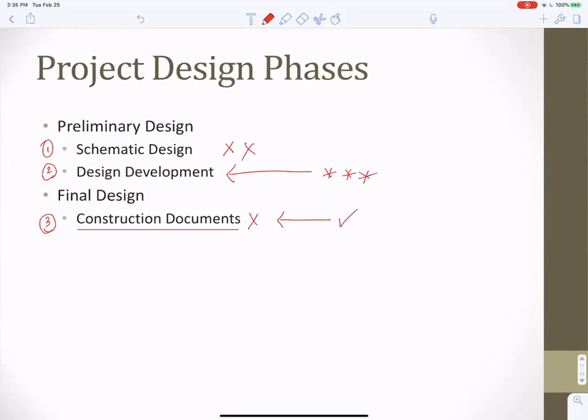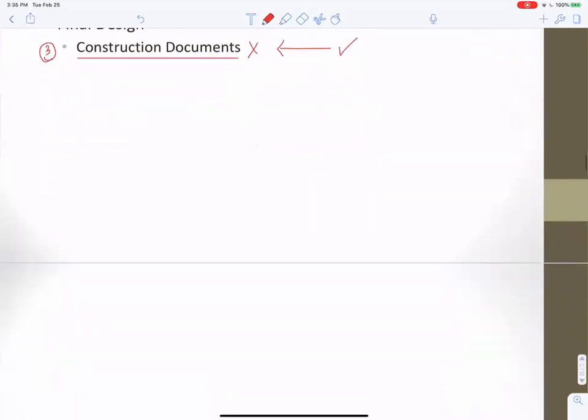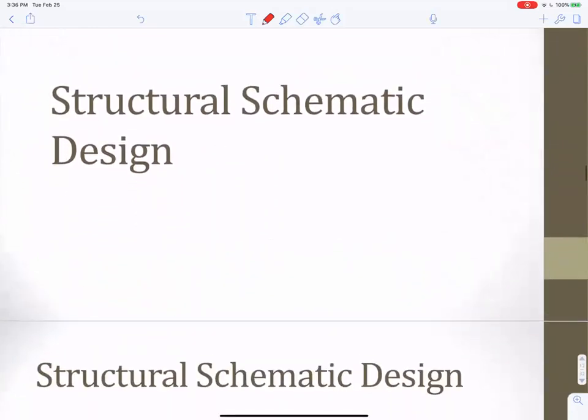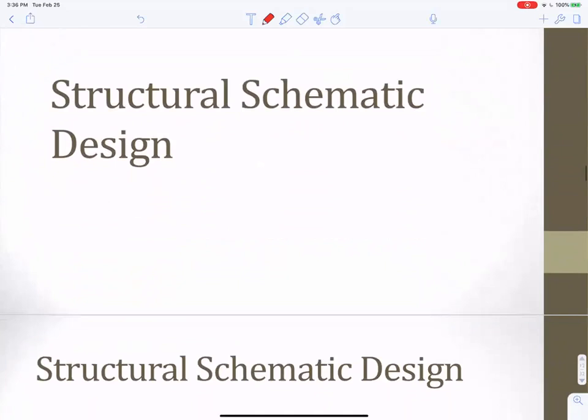Anyway, this class will be only design development. So when we say design project, it's not an entire project, it's just a design development. Since we're not covering the schematic design, in the next lecture or video, I'll cover that a little bit just to give you an overview of what we're not doing.